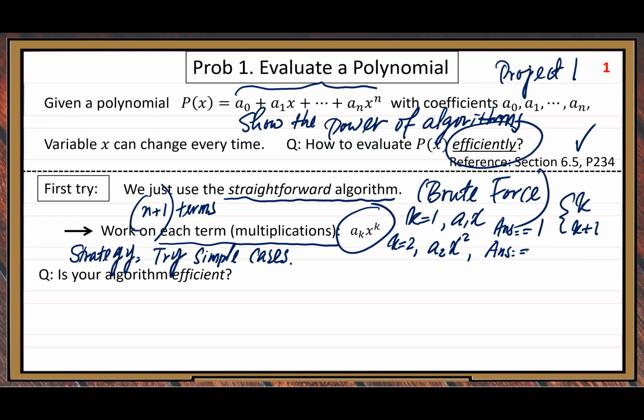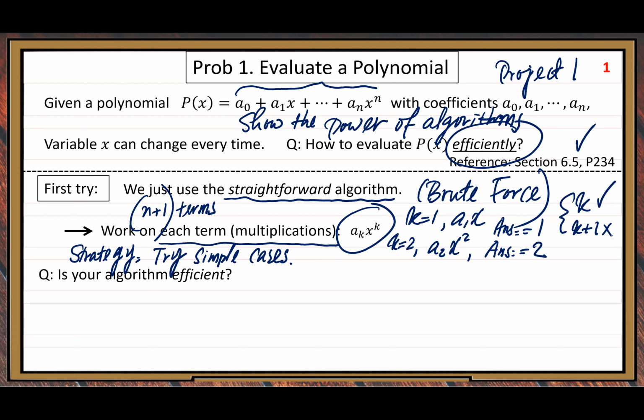A2 times a squared, right? 2 multiplications. Answer is 2. Can you see the relationship? Our answer and the k values, when you compare, they are the same, right? Our answer is the same as the k number. So you can see from the 2 options we have so far, we can say k should be correct, right? K plus 1 incorrect.